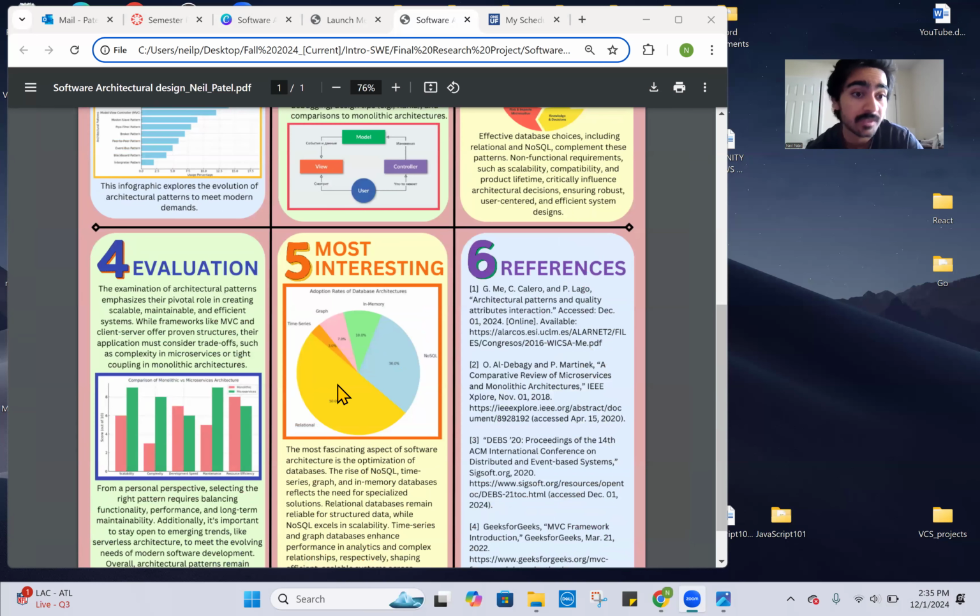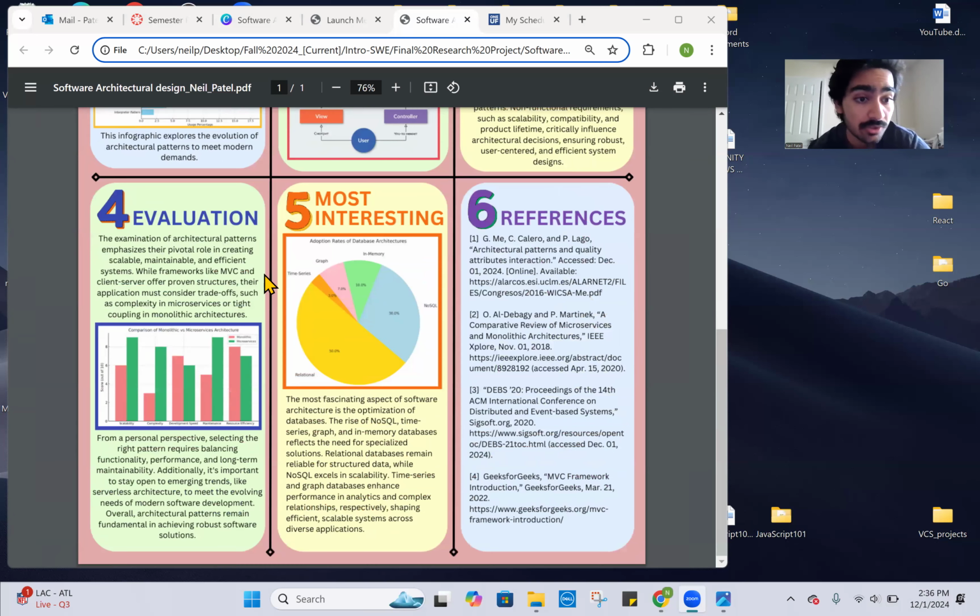Let's take a look at the evaluation. So evaluation of the different types of architecture. So this basically goes into the pros and cons of the architectures. Here we see we're talking about the MVC. While modern frameworks like the MVC and the client server provide structure, their applications must consider trade-offs such as complexity in microservices or tight coupling in monolithic architecture, right?